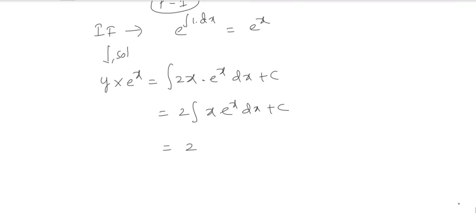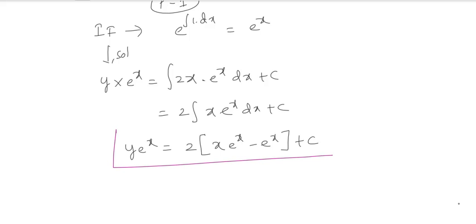So this is 2 into (x e to the power of x minus e^x) as the integration, plus c. So this is y into e^x. Now this is the solution for the corresponding equation. Am I correct or not?